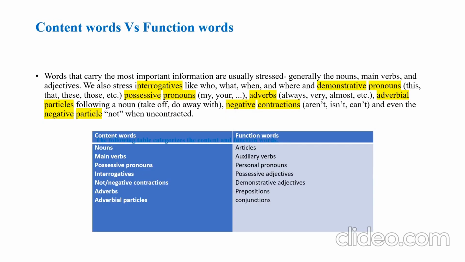To find the reason, we need to know what content words and function words are. The words that carry the most important information in a sentence are called content words, like the nouns or the main verbs. The function words, on the other hand, are small grammatical words, like articles, auxiliary verbs, personal pronouns, possessive adjectives, demonstrative adjectives, prepositions, and conjunctions.